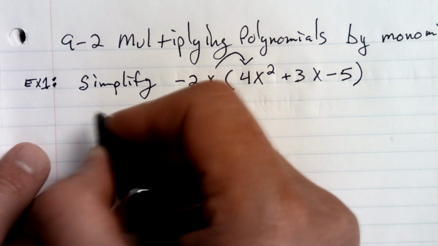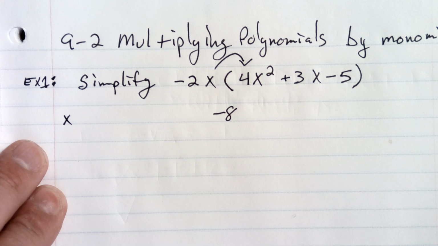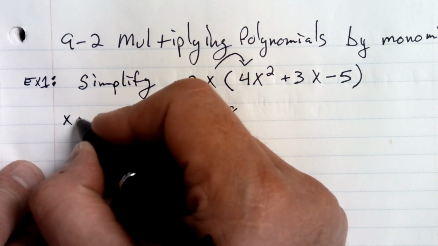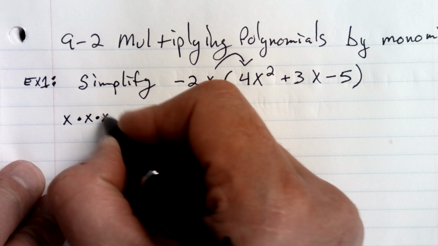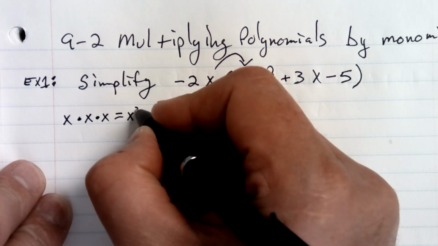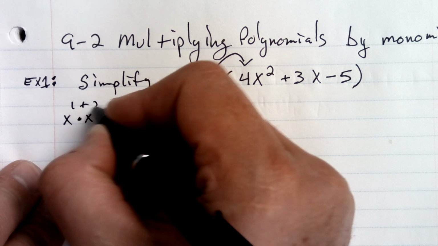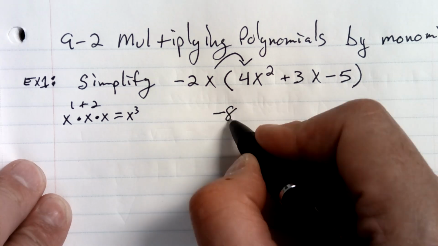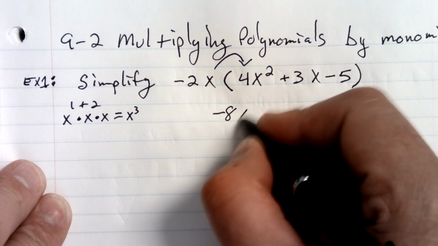If we had just an x, and then we multiplied it by x squared, that is the same as x times x times x, correct? So how many do we have total? So really what we're doing is adding the exponents. So negative 2 times 4 is negative 8. X times x squared is x cubed.